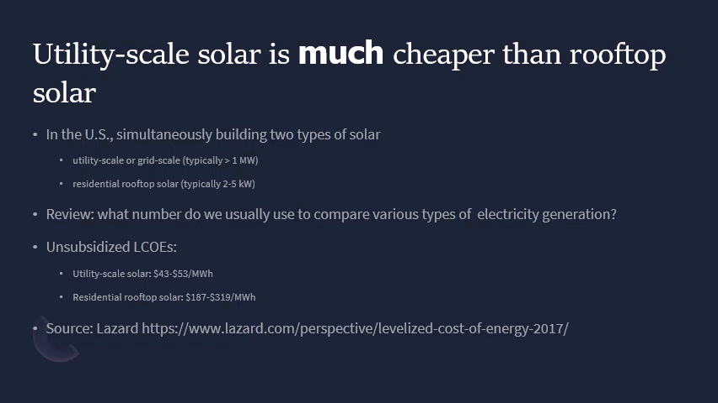We've seen the Lazard levelized cost of energy before, but the 2017 estimates for utility scale solar were $43 to $53 per megawatt hour. This is the cost of production. Residential rooftop solar was $187 to $319 per megawatt hour. So it's much better for the utility to invest in solar than it is for individual households.